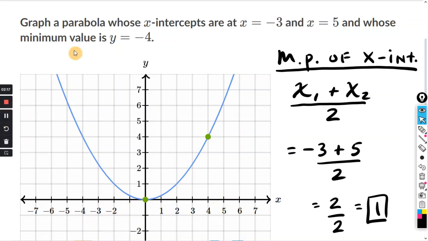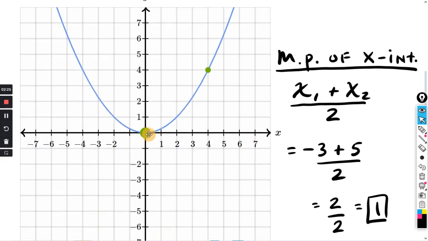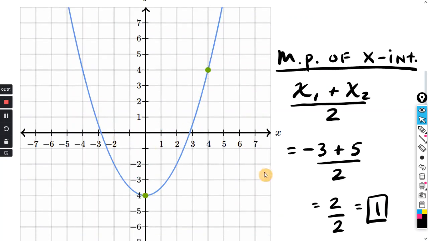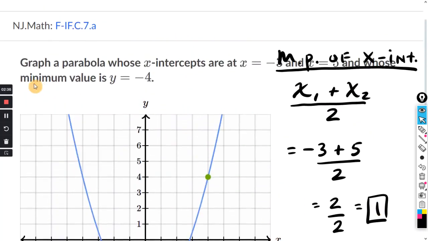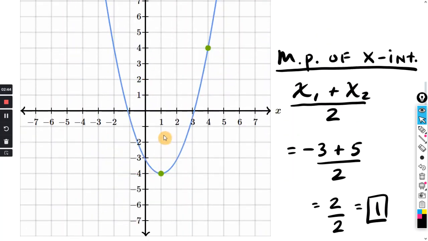It says the minimum value is y equals -4. This is the y-axis right here. I am going to take this point and bring it down to -4. For the midpoint of the x-intercepts, we said that's x equals 1, and that matches the minimum value of y equals -4. So I'm going to take that y equals -4 and move it over to x equals 1. See, the minimum is at -4, and the midpoint of the x-intercepts is at 1. So we got this point.